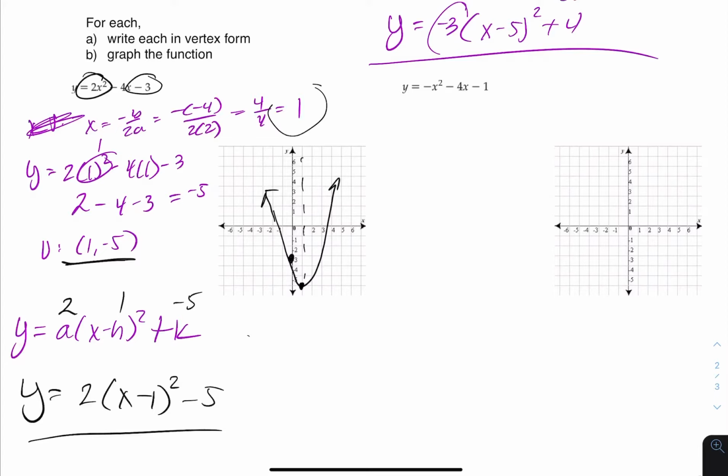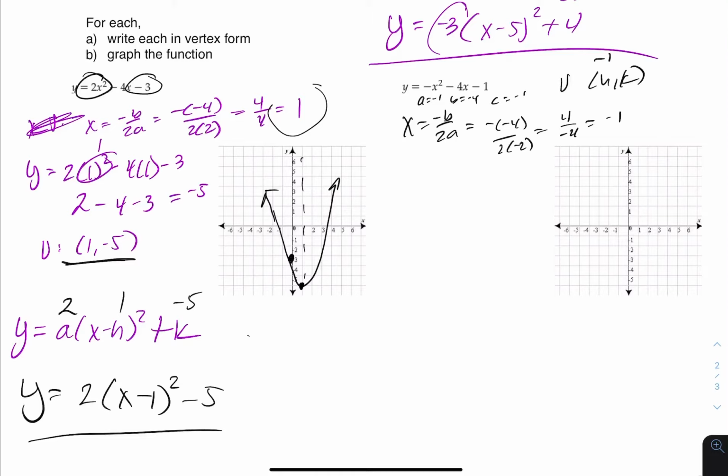Same idea. Let's find the vertex, h and k. The way you do that is find x equals negative b over 2a. Remember, my a here is negative 1, b is negative 4, c is negative 1. So negative negative 4 over 2 times negative 1. So I get 4 over negative 2, or negative 2. So that's my x in my vertex.